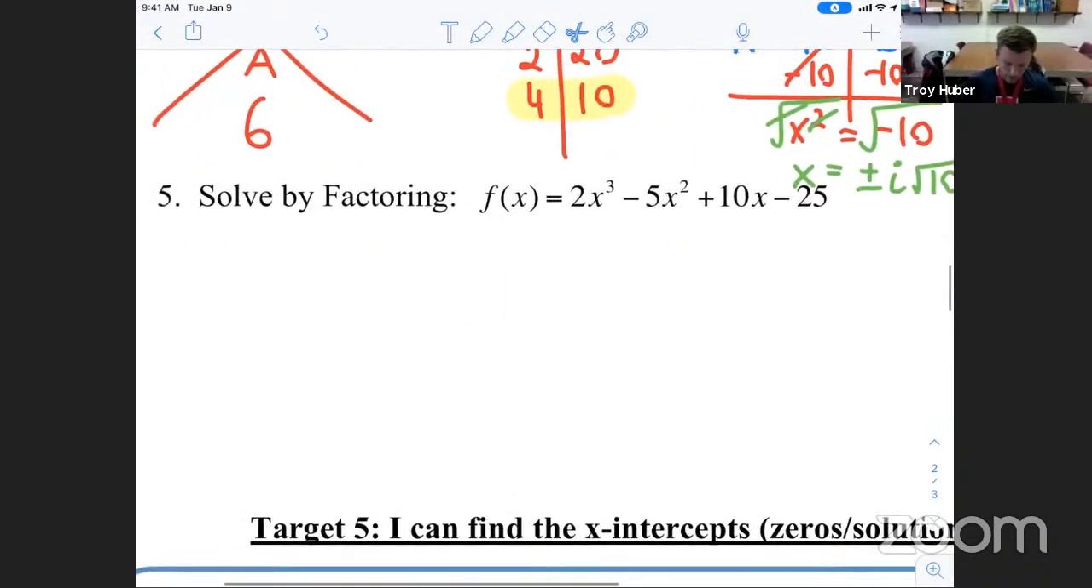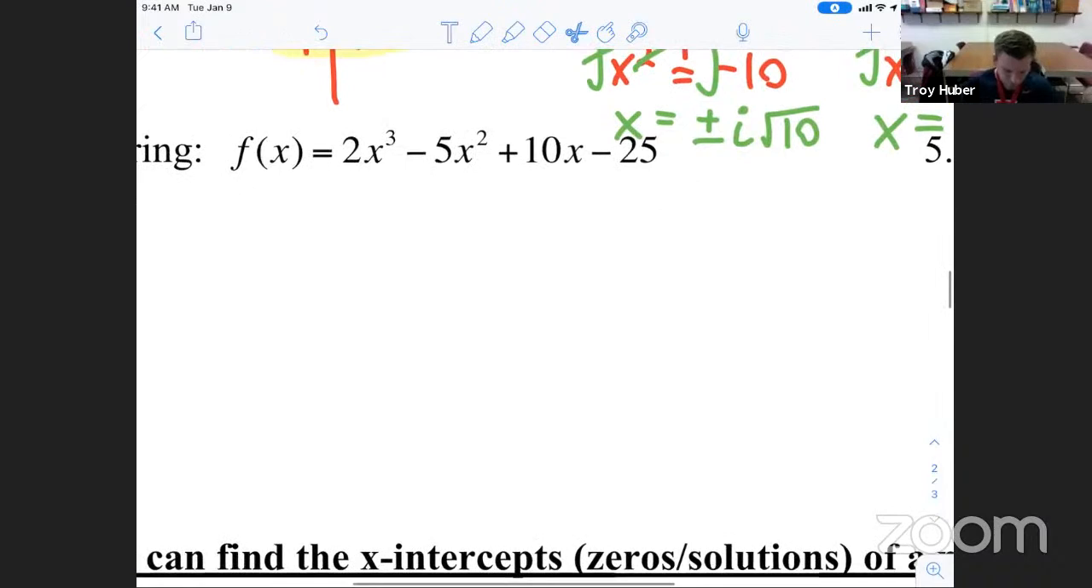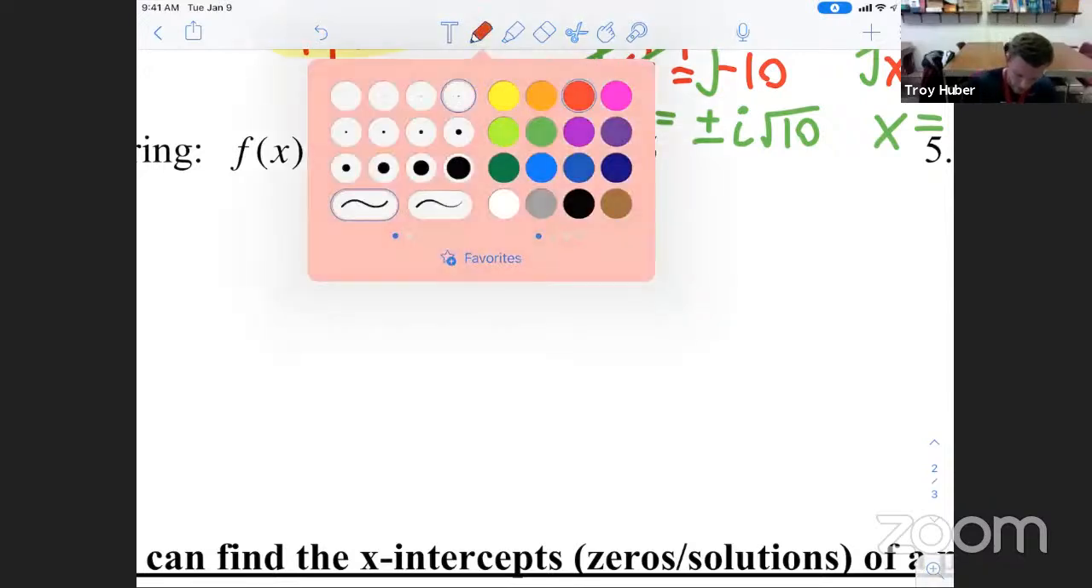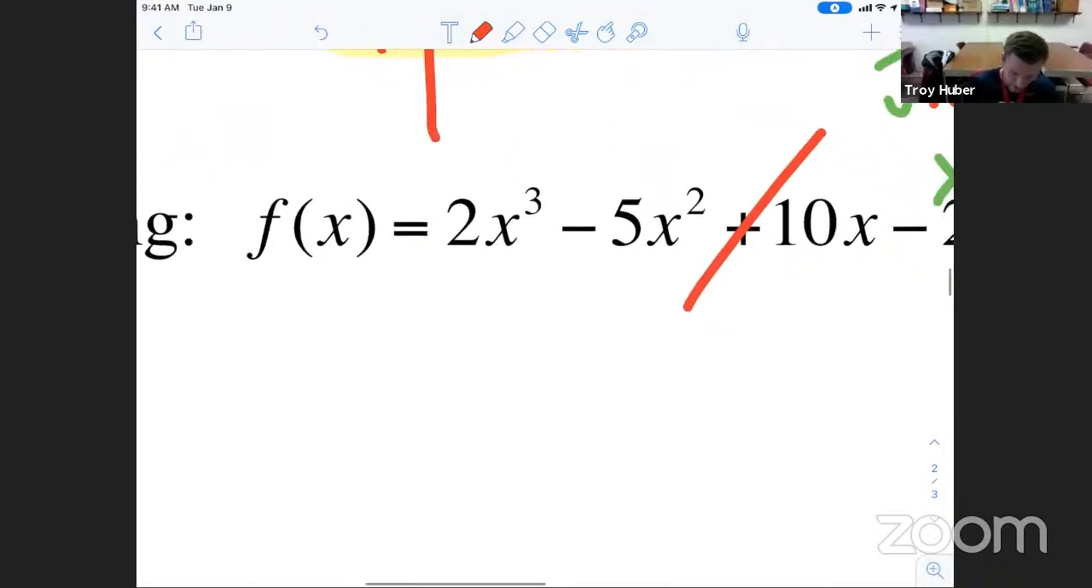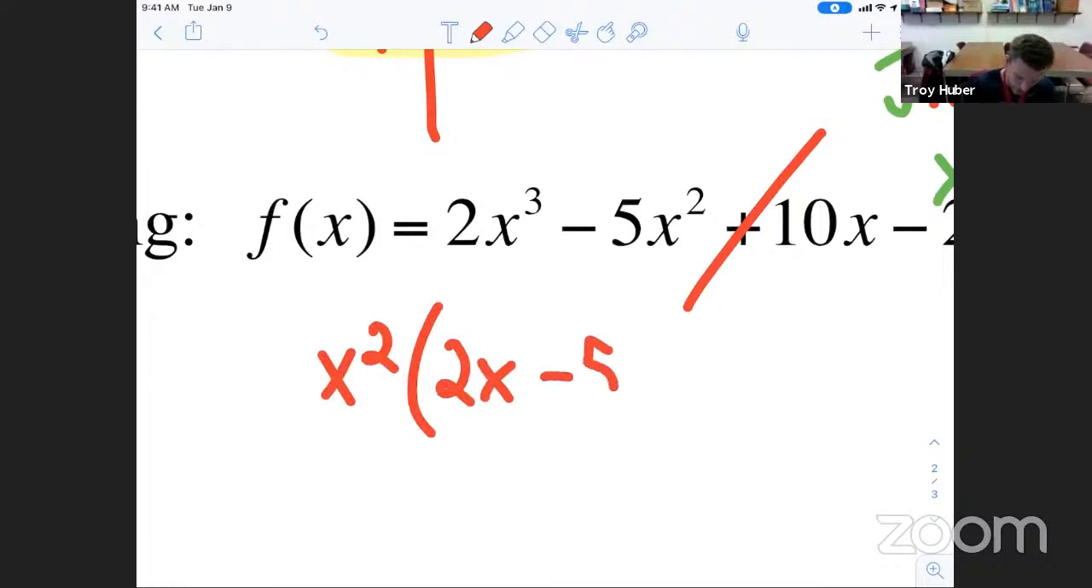All right, on to number 5. This one here, we have f of x is equal to this polynomial here, which you'll notice has 4 terms. Remember from our summative number 1, when we have 4 terms when we're factoring, remember we try that factor by grouping. So let's go ahead and let's split this. Let's look for a GCF in this first half. I think we could pull out an x squared so that this is now 2x minus 5.